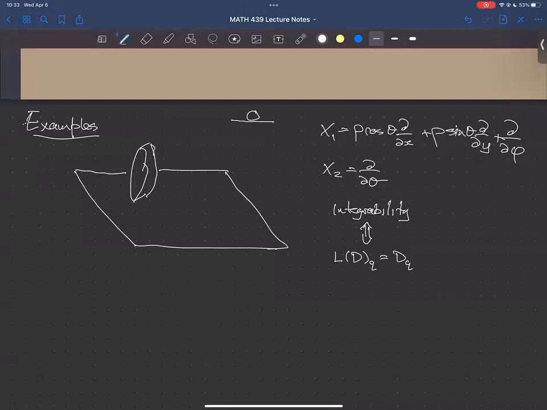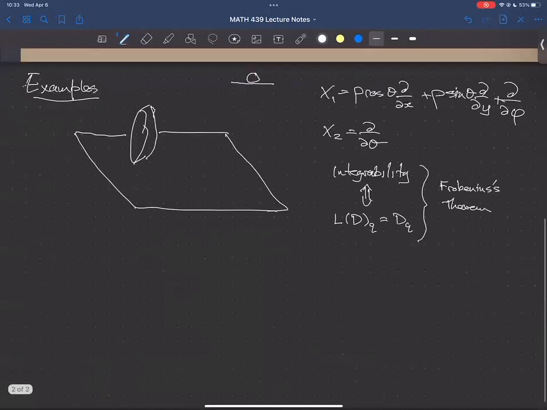I didn't say this last time, and I should have. This theorem that I wrote down last time is a very famous theorem, and it's called Frobenius' theorem. All right, so now we're going to apply that construction in this case. The thing that we need to calculate is L of D. All right, so let's calculate some brackets.